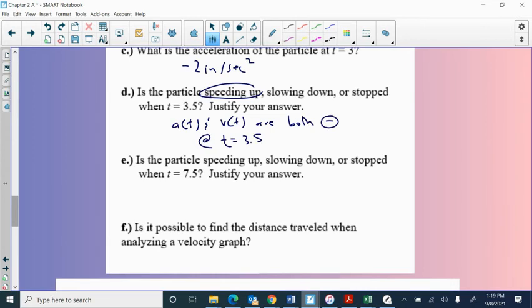What's happening at 7.5? Speeding up or slowing down? Slowing down. Just curious, what direction is it slowing down? Towards the right, towards the positive? Where do you look for that? It's because the velocity is positive. Because it exists above the x-axis? Yeah, with a negative slope. Perfect. So it's slowing down. So you could say v of 7.5 is positive, but a of 7.5 is negative. And that's a perfect justification.